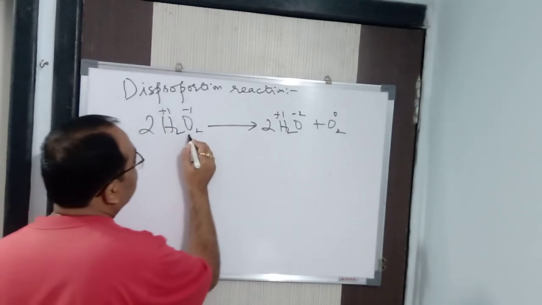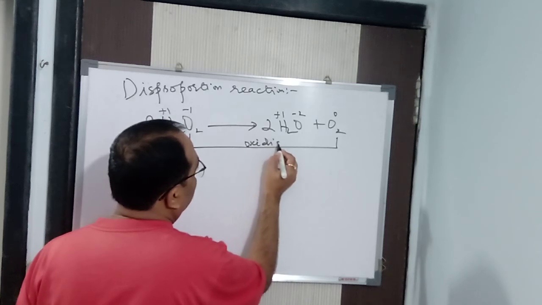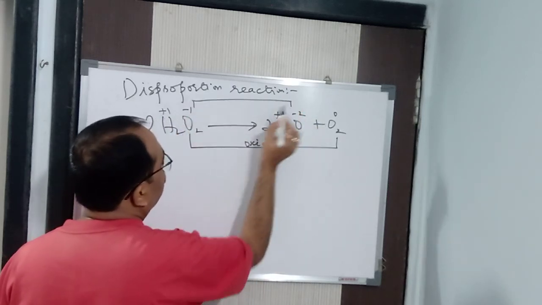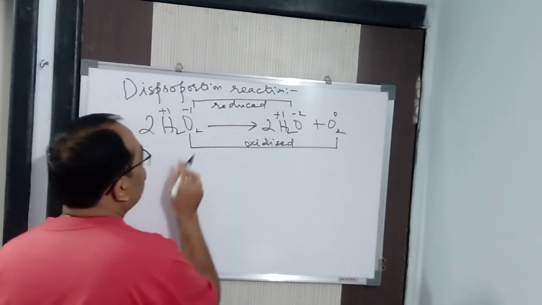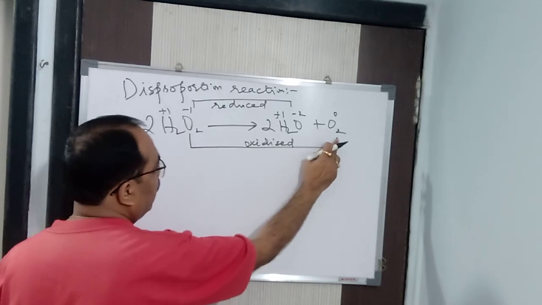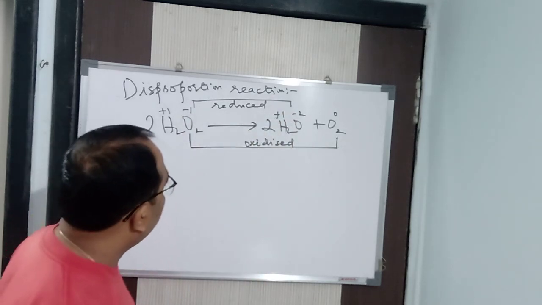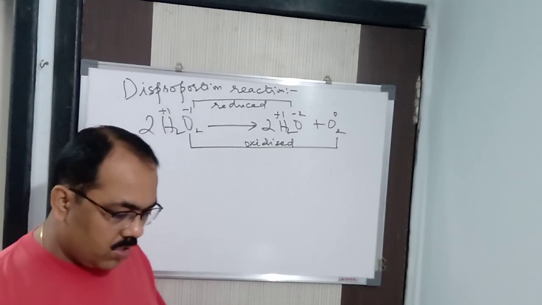So you can see it changes from -1 to 0. So it is oxidized, it is increasing. And here it changes from -1 to -2. Oxidation number is decreasing, it is reduced. So when the same element in a particular oxidation state is oxidized as well as reduced, we can say that it is known as a disproportion reaction.